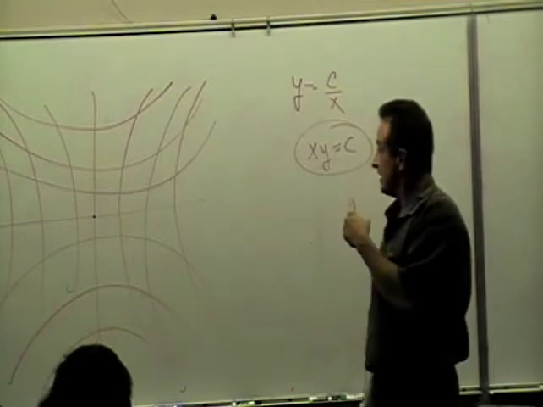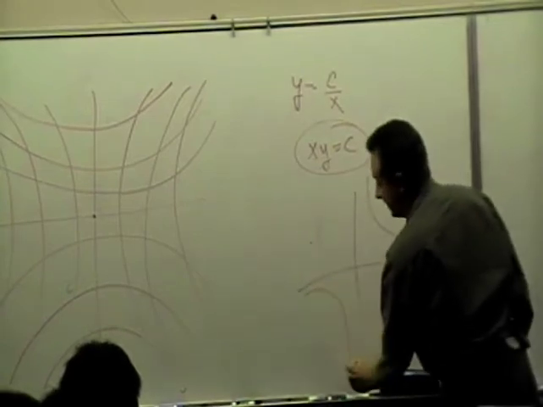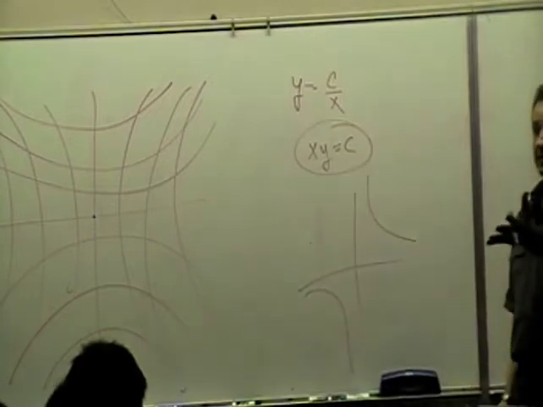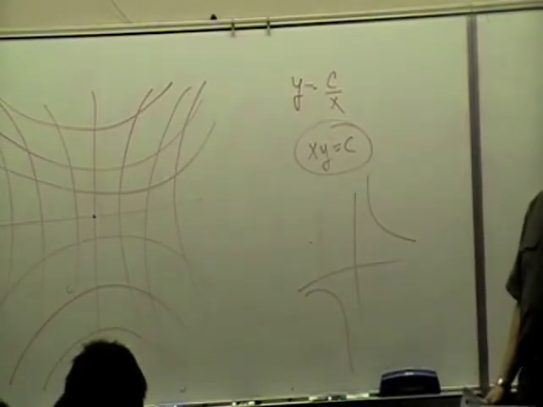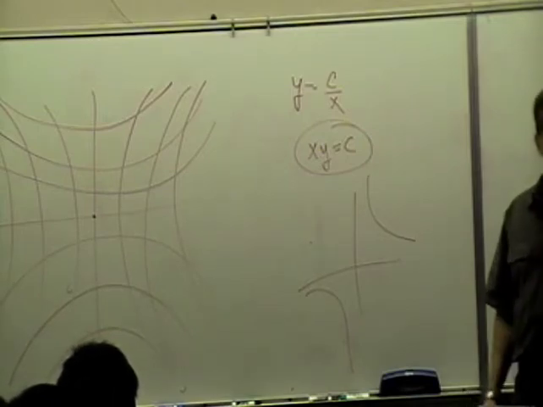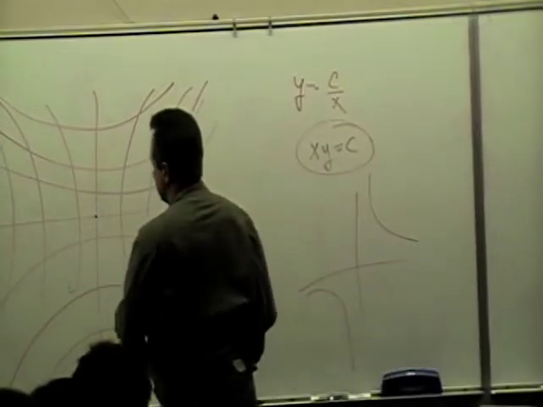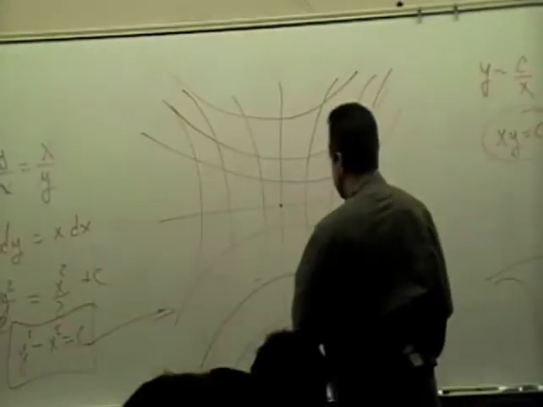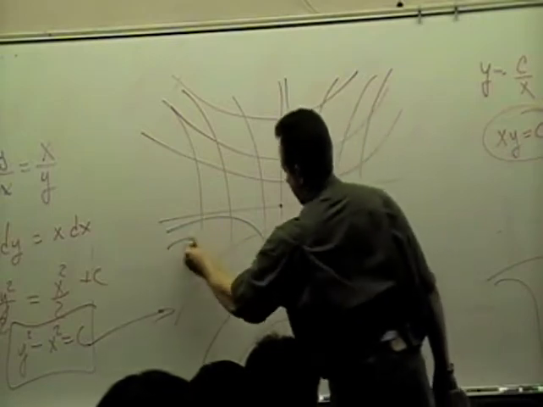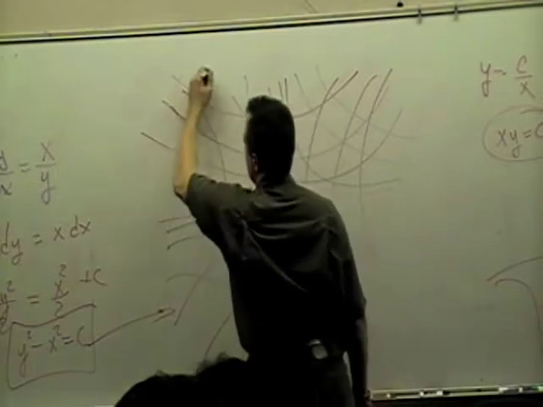Does anybody know what kind of a conic section this is? You should know what the reciprocal function looks like, doesn't it? Well, that's actually a family of hyperbolas that are rotated how many degrees? 45 degrees. So if I drew the family of curves y equals c over x, it looks like this. Depending on the values of c, I'd have this family.